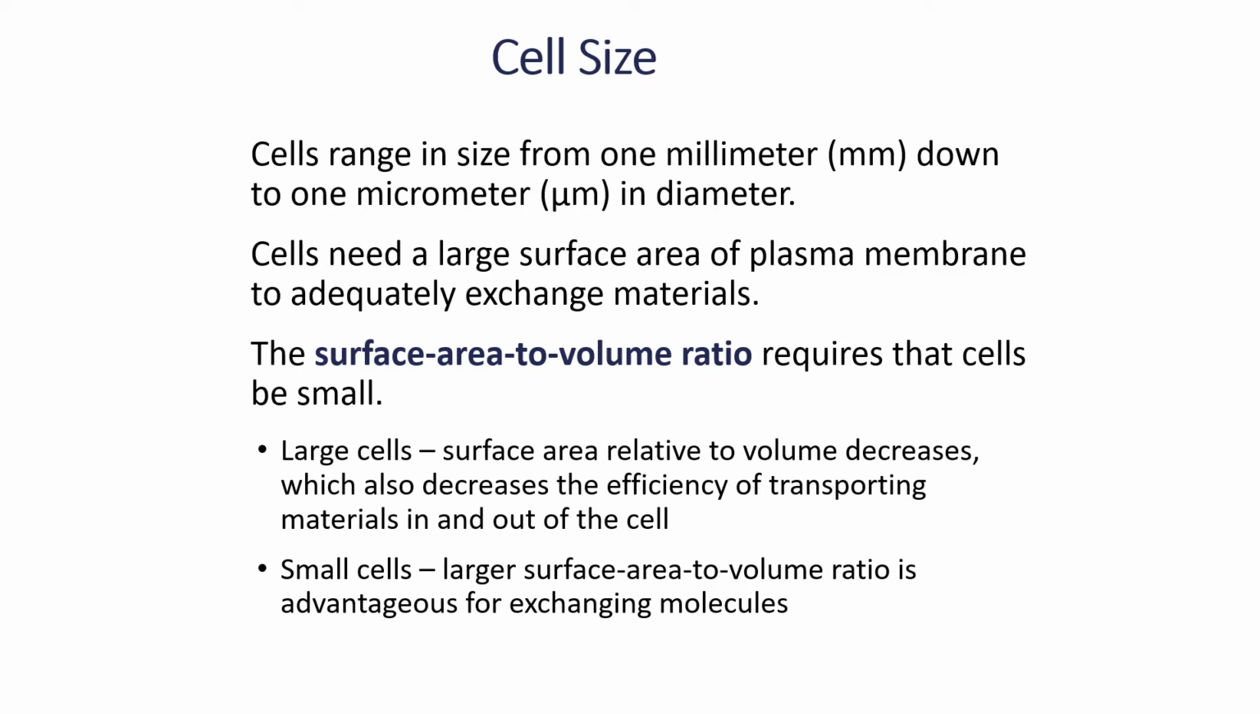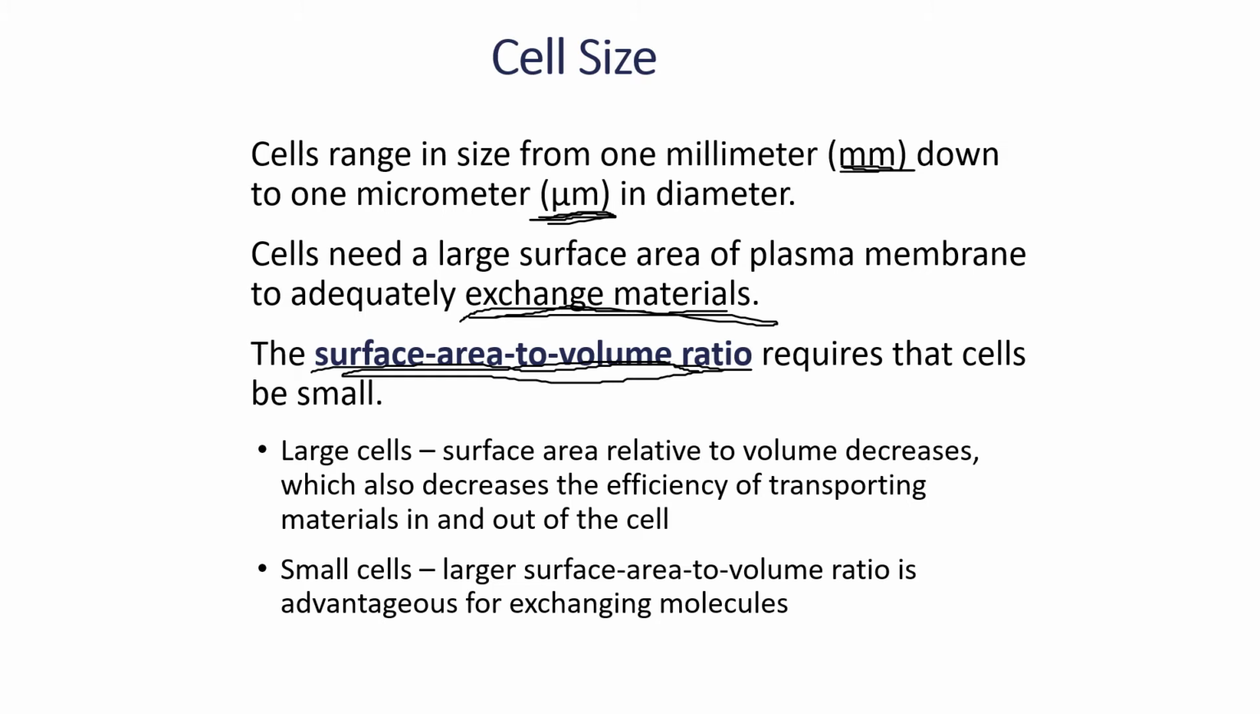Cell sizes are typically in the micrometer range, although some really large ones can be in the millimeter range, like the onion epidermis, if we take a look at that this semester. The reason they're this small is so they can have adequate surface area to volume ratio. And that's so they can exchange materials using diffusion as the driving force.